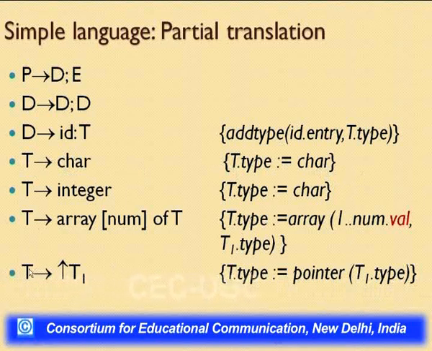As simple as that. Another example given here is for a pointer type. In our case, we normally know that we use a star symbol to represent a pointer type. So in a very generic way, this symbol is being utilized as the pointer representation. The rule has been given that the type of this T is pointer T1 dot type. So it's a pointer of T1 dot type. It can be an integer pointer, character pointer, or anything like that.